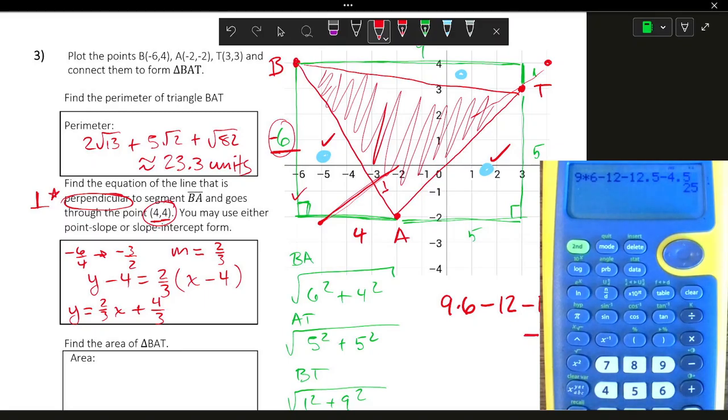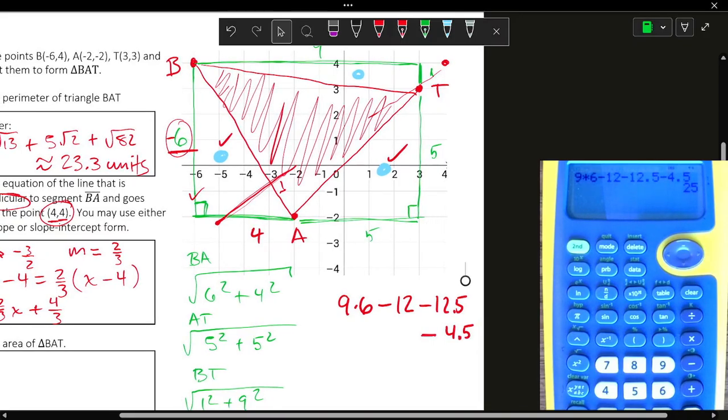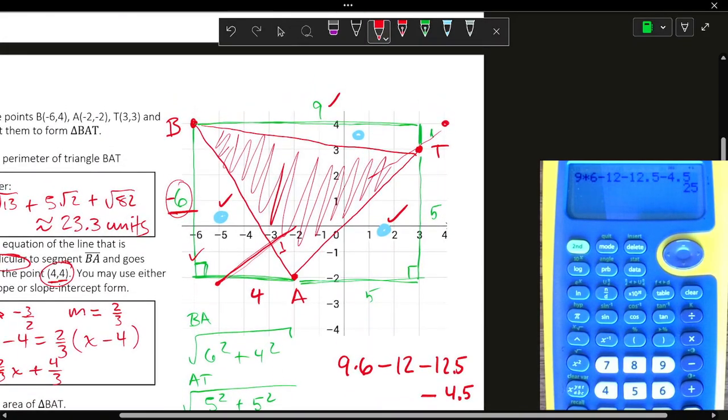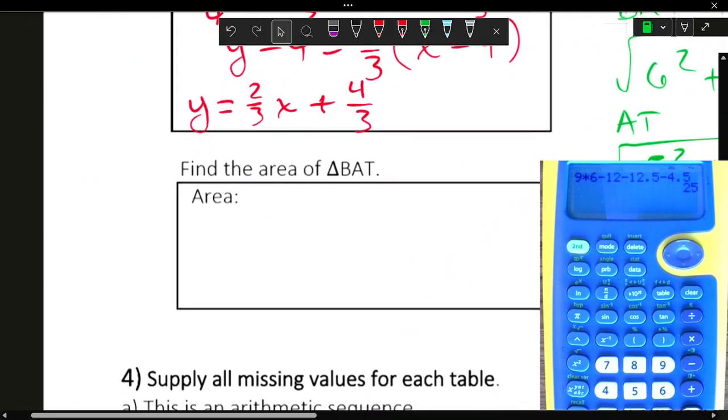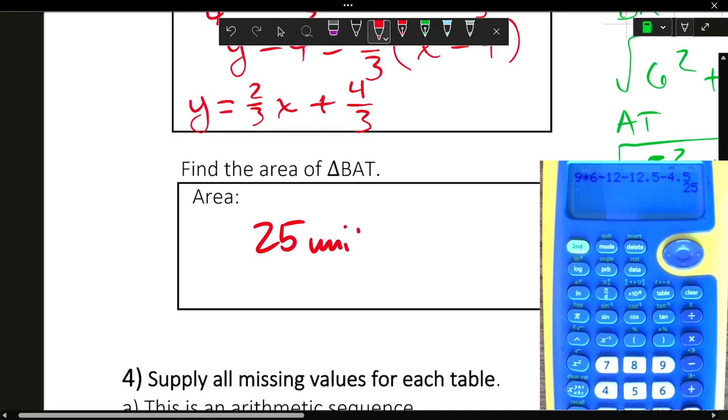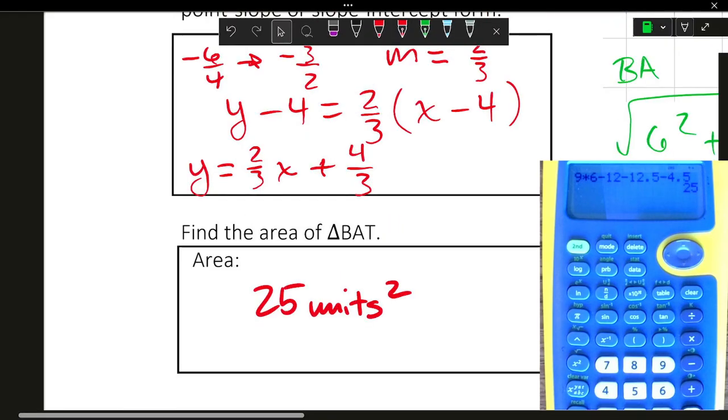I'm just looking at my screen, making sure I got it. 9 times 6 was the area of the original, minus this was 12, this was 12.5, and this was 4.5. So I took all of these away. In the act of taking those away, the only thing that remains is that triangle, and the area of that triangle is 25 units, and it's an area, so square units.